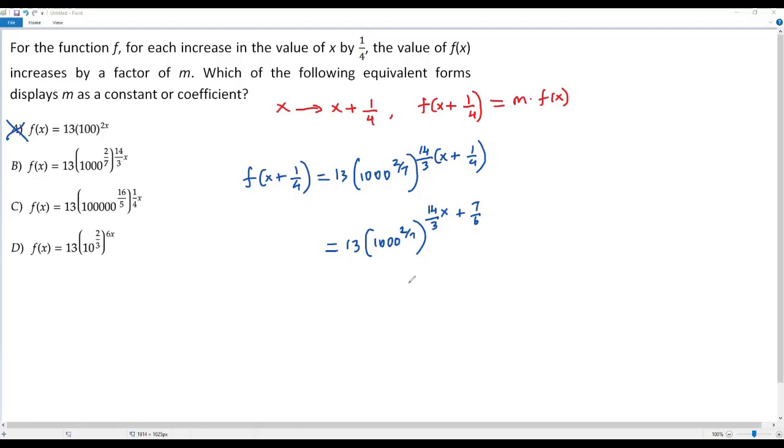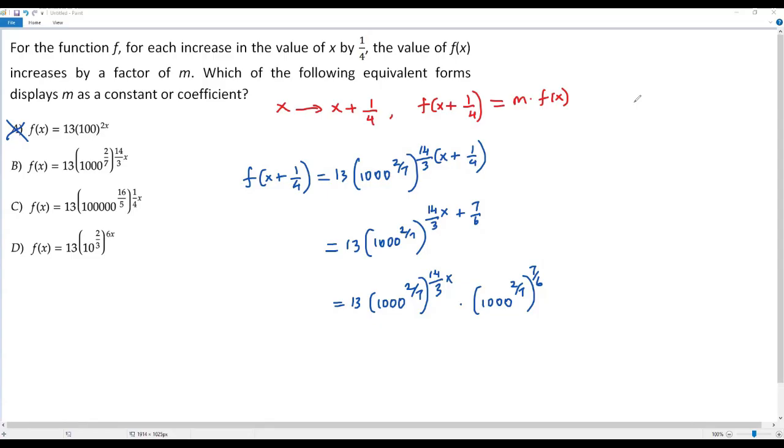As we have done in answer choice A, we can take this base separately for each value and multiply the results. Then we get 13 times 1000 raised to the power of 2/7 to the power of 14/3 times x times 1000 to the power of 2/7 to the power of 7/6. Okay, now we can multiply these two exponents using the power of a power rule in exponents.